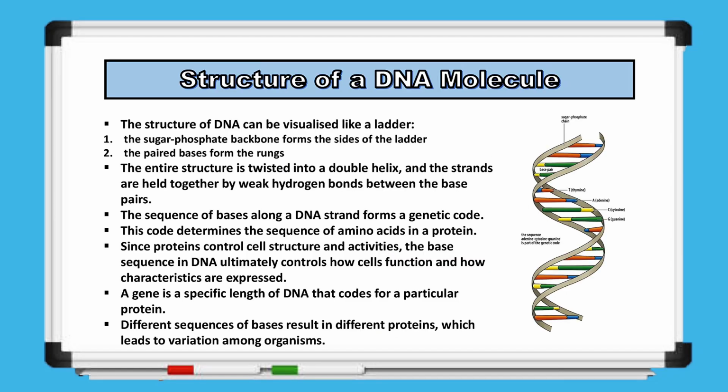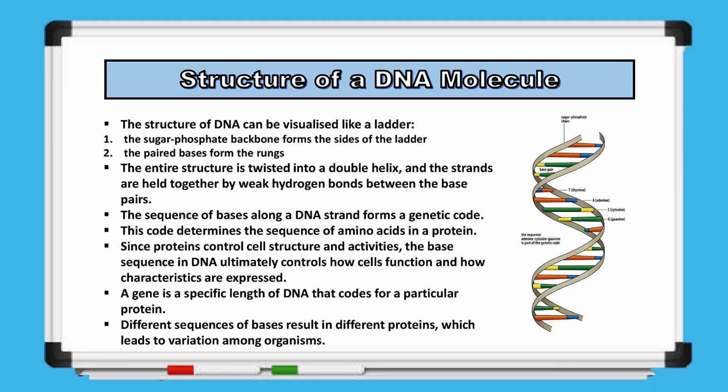Now let us bring together everything we have learned about the structure of a DNA molecule in a clear overview. DNA can be understood as a ladder-like structure. The sides of this ladder are formed by a sugar-phosphate backbone, which provides strength and support. The rungs of the ladder are made of pairs of nitrogen bases that join the two strands together. This entire structure is twisted into a spiral shape called a double helix.